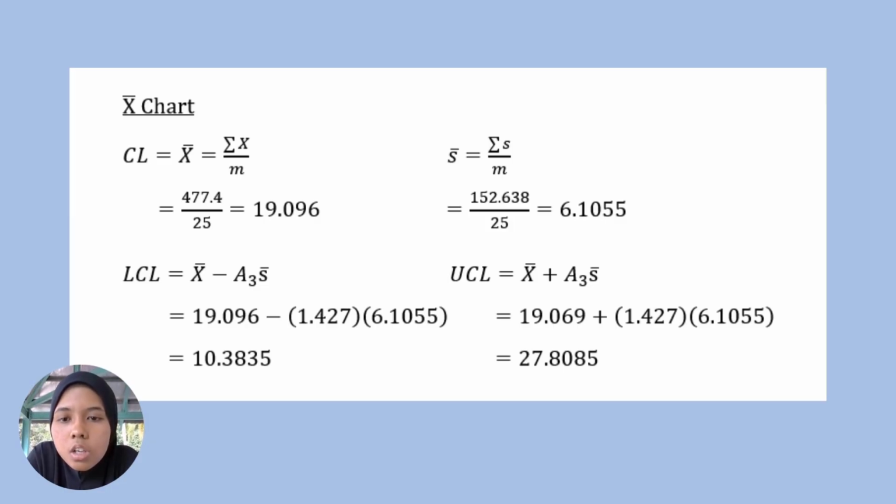For the lower control limit, it equals X-bar minus A3 times S-bar, and then we get 19.096 minus 1.427 times 6.1055, and we get 10.3835. For the upper control limit, it equals X-bar plus A3 times S-bar, and then we get 19.096 plus 1.427 times 6.1055, and then we get 27.8085.